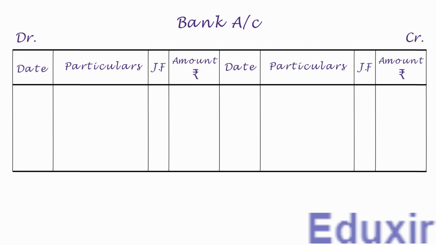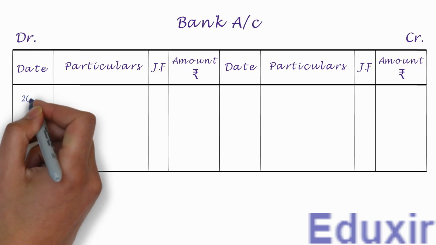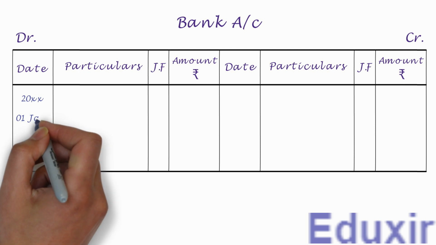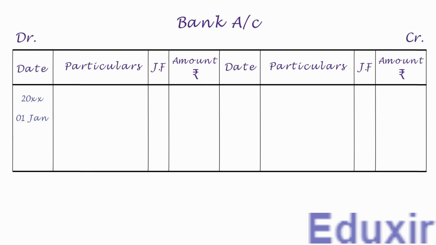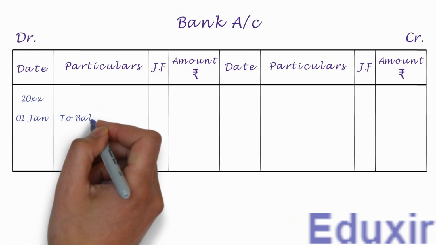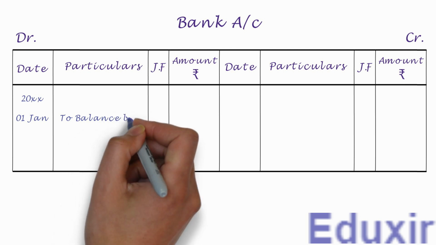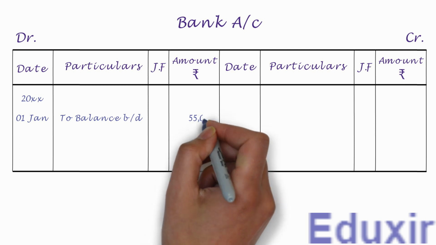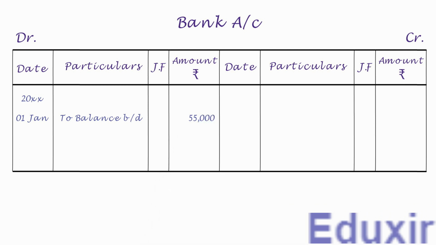Now on the debit side, let us first write the year in the date column. Let us now write the date. We need to write to balance brought down into the particulars column. Let us write the debit amount of 55,000 rupees into the amount column. That completes the posting of this journal entry into the bank account. Let us now take up the next entry.